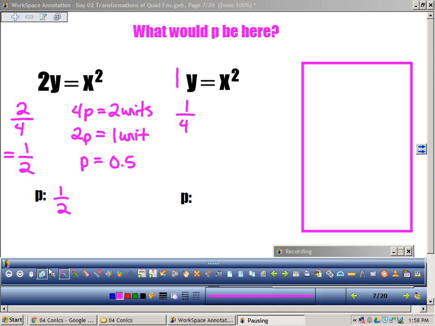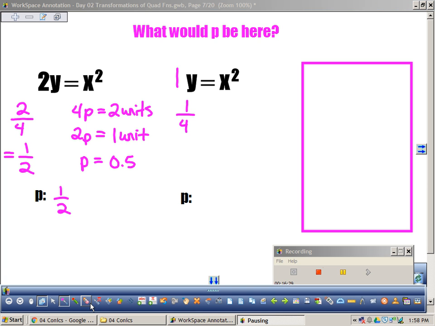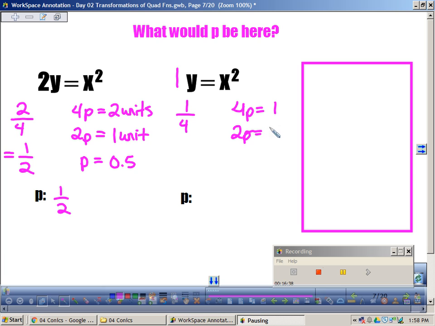I think Philip's met his quota today, right? Okay, Allison. Let's go with Allison. 4p equals 1. 2p equals a half, or 0.5. So 1p equals 0.25. Good. You guys ready for another one?